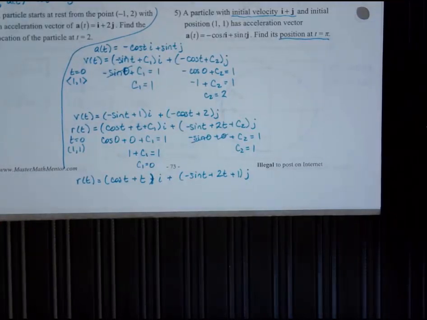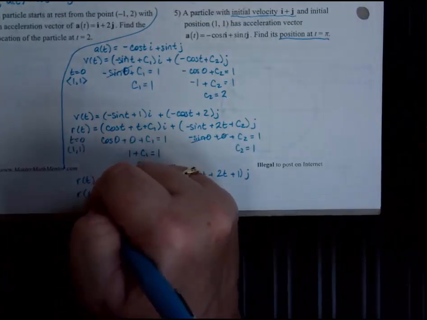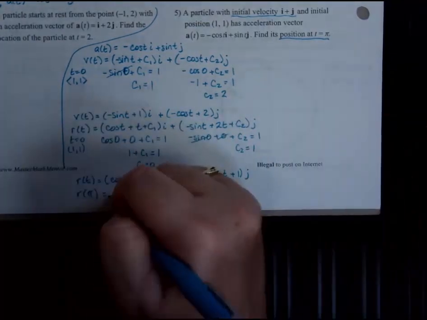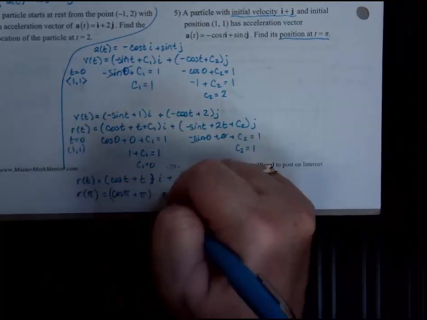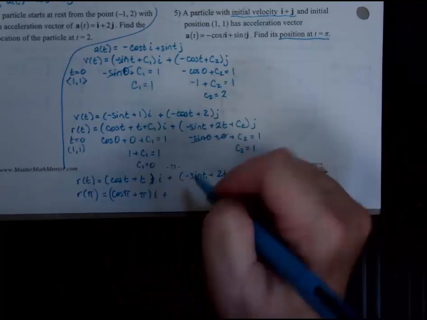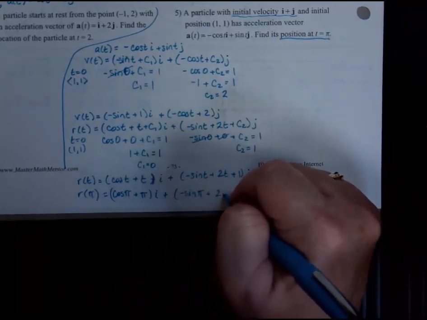Okay. Is that what they asked for? What did they ask for? The position at pi. So what do I do with the pi? Plug it in for t. Exactly. Now that I've got the position equation, that's easy. r of pi equals cosine pi plus pi i, plus negative sine pi plus 2 pi plus 1 j.